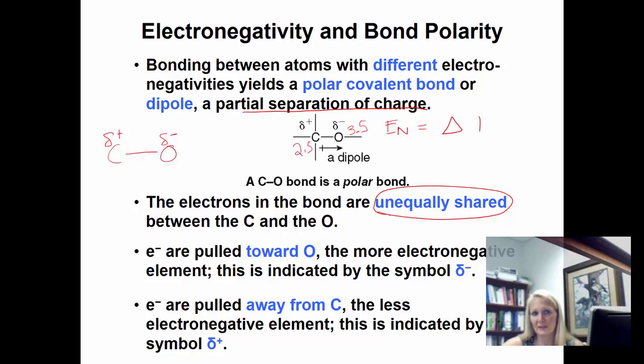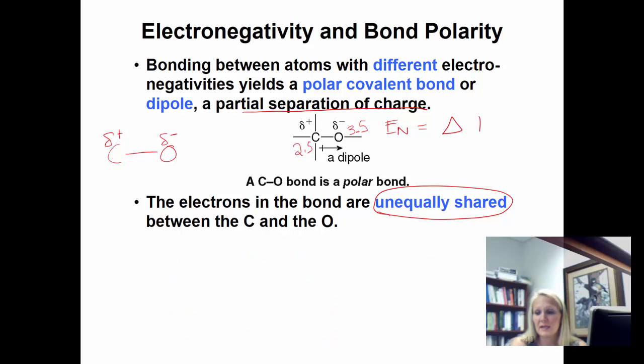In this whole series of videos, we're talking about covalent compounds, so that means we have nonmetals bonded to other nonmetals. If you have a difference in electronegativity in the bond, you have charge separation, you have a dipole, and this is called a polar covalent bond.